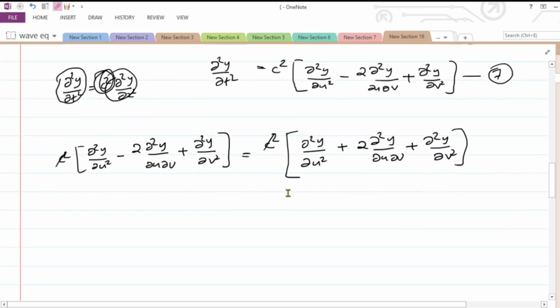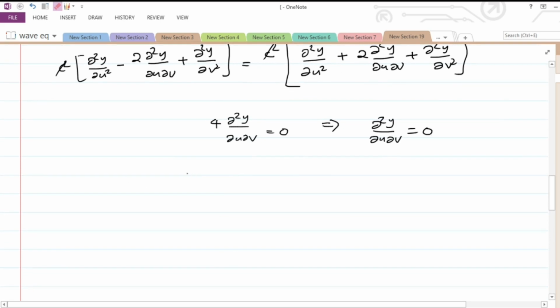Now we take this term to one side, and what we get is 4 ∂²y/∂u∂v equal to 0, or this implies ∂²y/∂u∂v equal to 0. But we have to solve this particular equation to get the solution. So we can keep this as equation number 8.